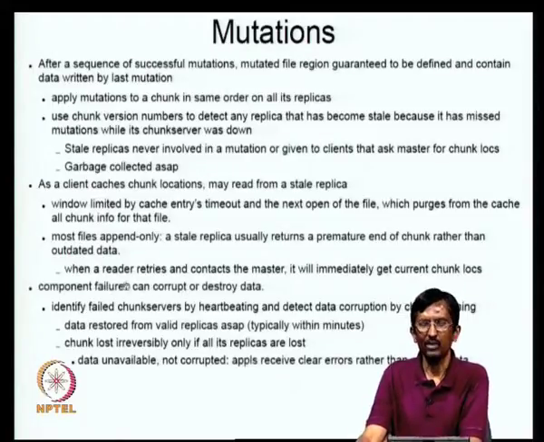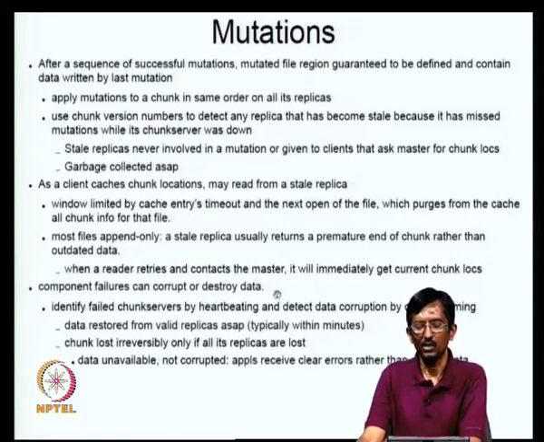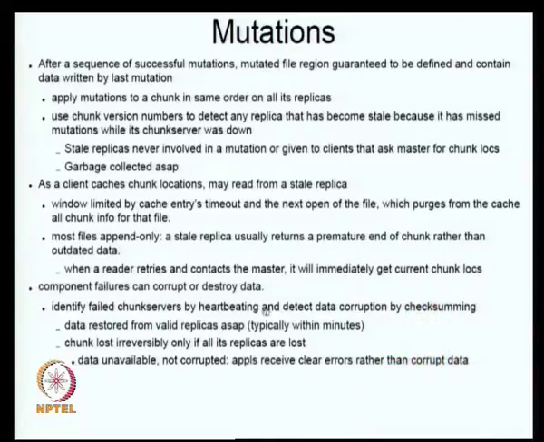So, for example, some chunk servers might have failed, and these failing chunk servers are detected by heartbeating. What are heartbeats? Basically, these are messages sent from a master to other nodes to figure out if they are alive or not. So identifying a failed server is done through heartbeating, but data corruption is handled by checksum.